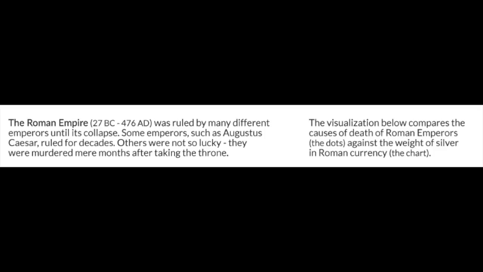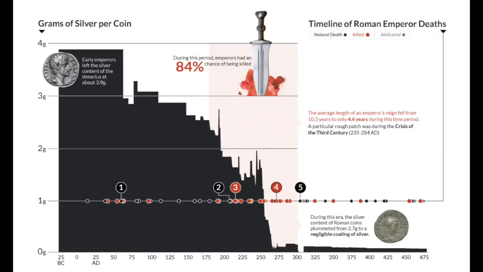The visualization below compares the causes of death of Roman emperors, the dots, against the weight of silver in Roman currency, the chart. Here's a very interesting chart. You could spend almost the entire video just on this chart alone. Early emperors left the silver content of the denarius at about 3.9 grams. You can see there on the left side, there's a picture of a denarius and then the gram weight of silver per coin. And the chart shows that for years, from about 25 BC to almost 60 or 65 AD, the denarius had a very consistent weight, up close towards that 4 grams.